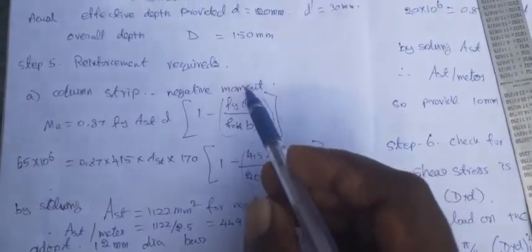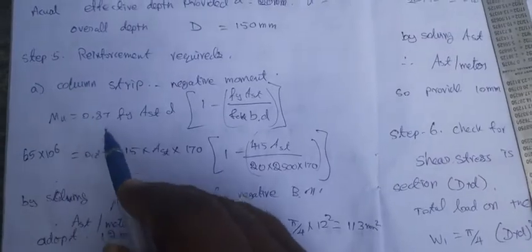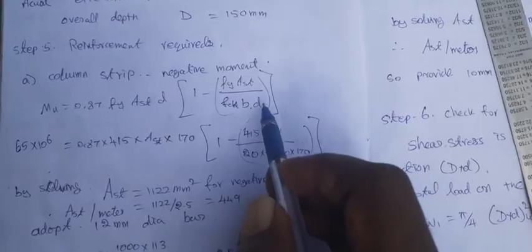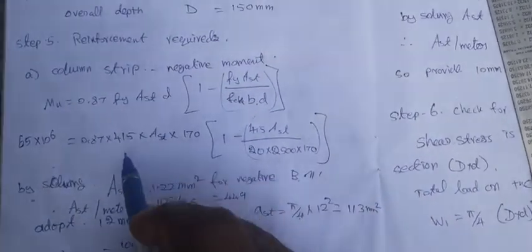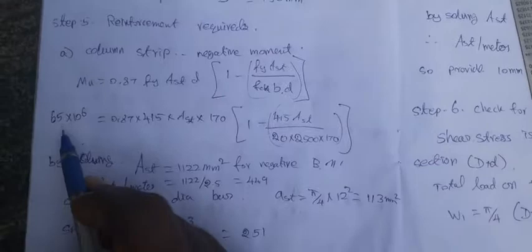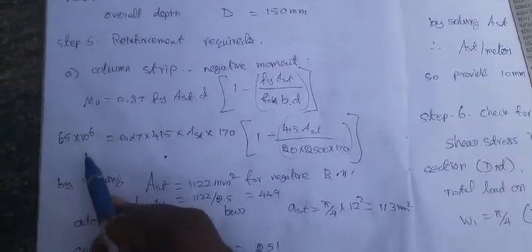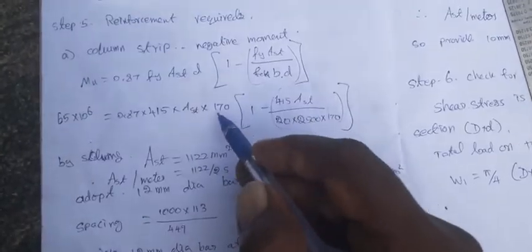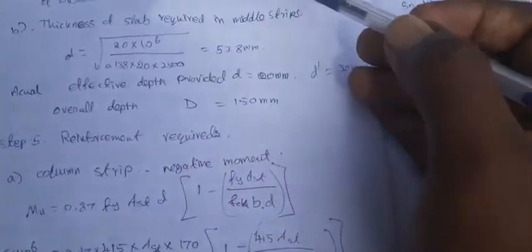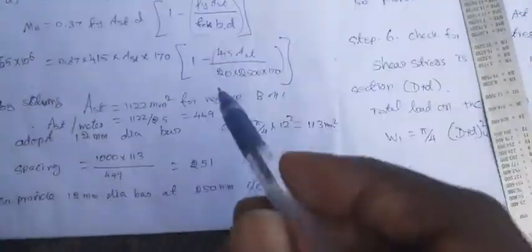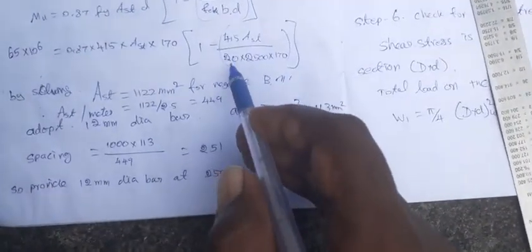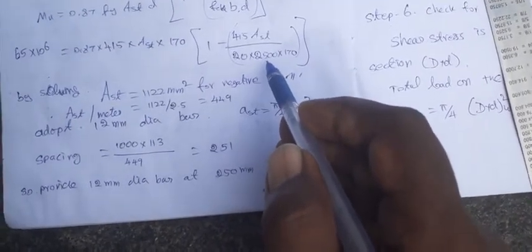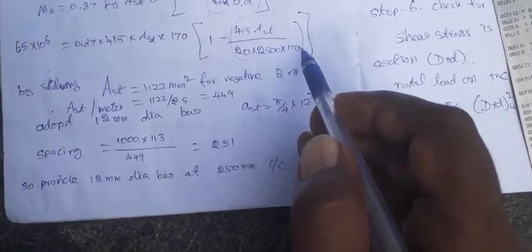For the negative bending moment, we know it is 65. So Mu is 0.87 Fy Ast d into 1 minus Fy Ast by fck b d. It is the formula for finding the Ast. So Mu is 65 into 10 power 6, equal to 0.87 into 415 Ast, d is 170 mm, already we discussed 170 mm, into 1 minus Fy Ast, then fck is 20, b is 2.5 meter, 2500 mm, and d is 170 mm.